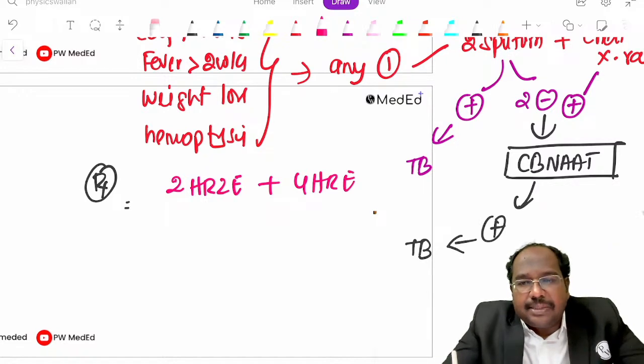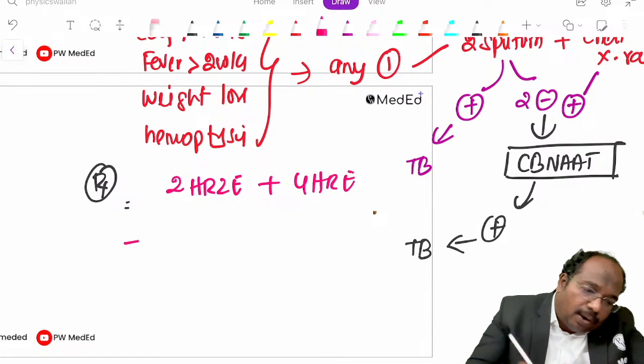Isoniazid, rifampicin, pyrazinamide, ethambutol, and 4 months of continuation phase of isoniazid, rifampicin and ethambutol. Okay, fine. Now, next what else we have?